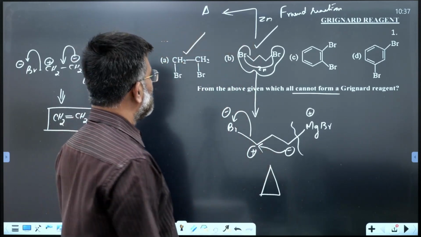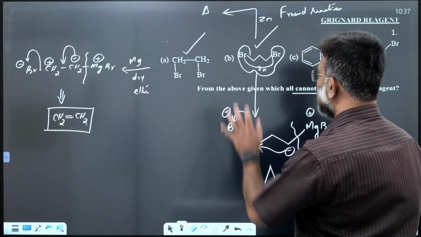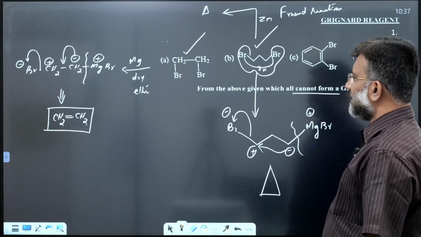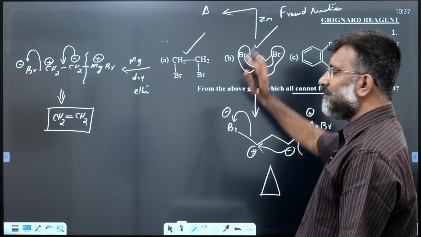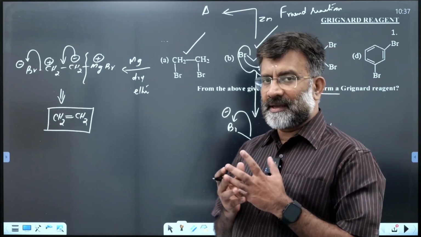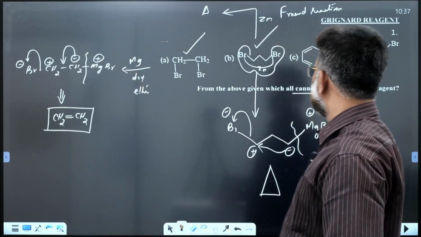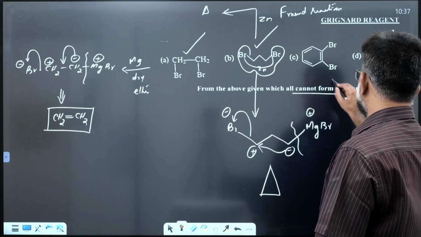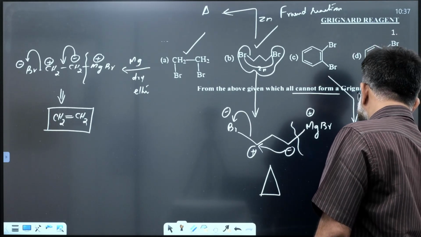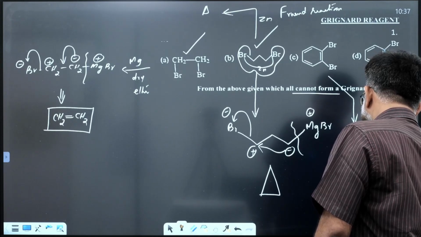Next, what about C? So A will not form Grignard reagent, you get ethene. B will not form Grignard reagent, you may get cyclopropane and sometimes even propene also. And option C, what about option C? It is happening in the same way. You will not get a Grignard reagent.